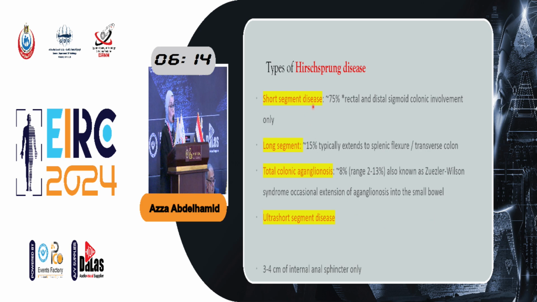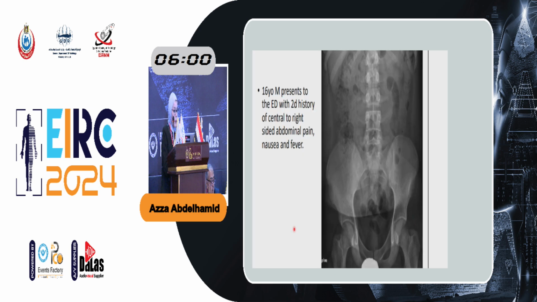Okay, the types of Hirschsprung disease: we have the short segment type, which is more than 75%, long segment 15%, total colonic aganglionosis 8%, and ultra short segment, that's the least one.